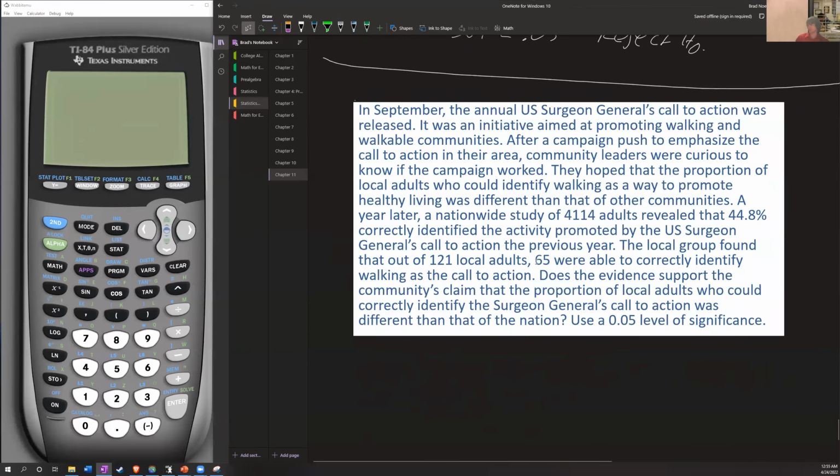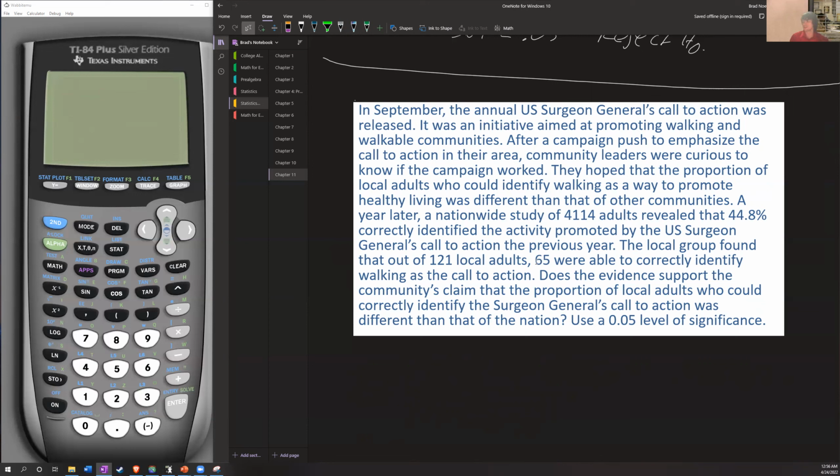In September, the annual U.S. Surgeon General's call to action was released. It was an initiative aimed at promoting walking and walkable communities. After a campaign push to emphasize the call to action in their area, community leaders were curious to know if the campaign worked. They hoped that the proportion of local adults who could identify walking as a way to promote healthy living was different than that of other communities. A year later, a nationwide study of 4,114 adults revealed that 44.8% correctly identified the activity promoted by the U.S. Surgeon General's call to action over the previous year.